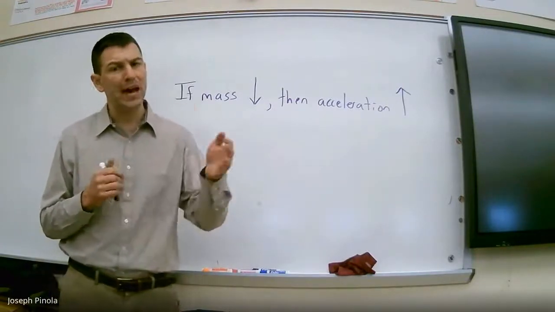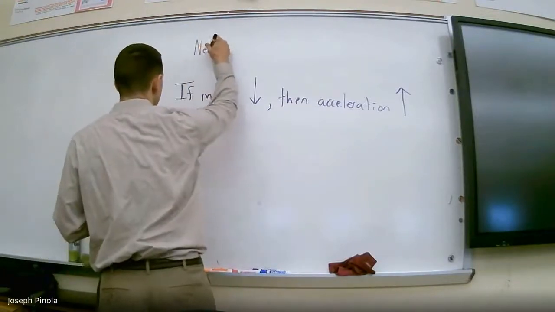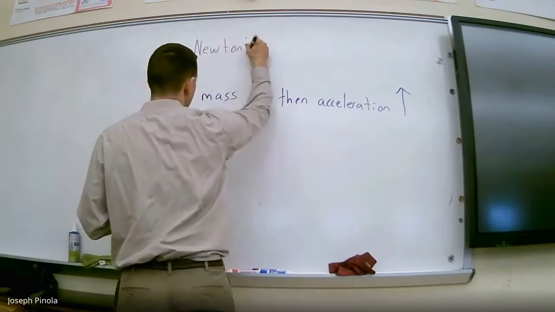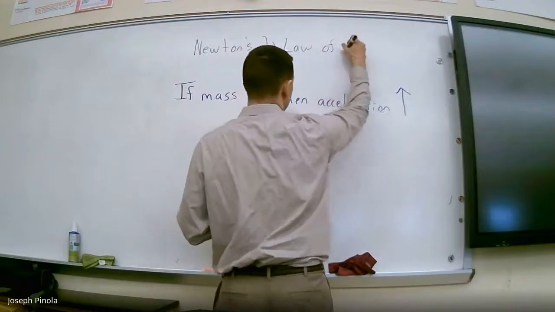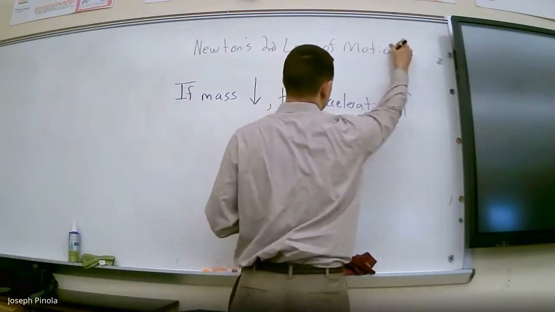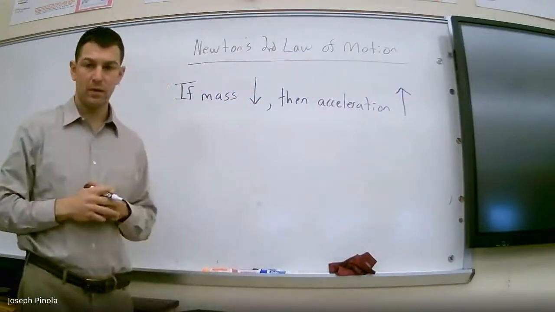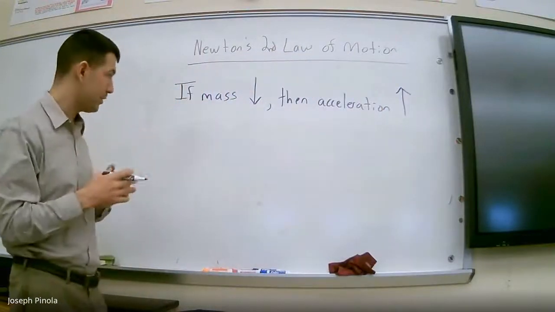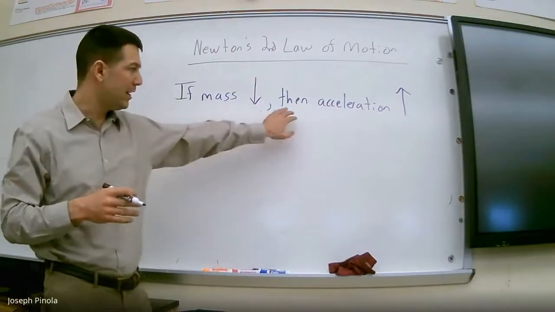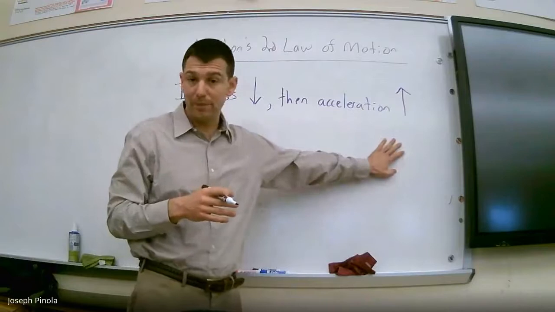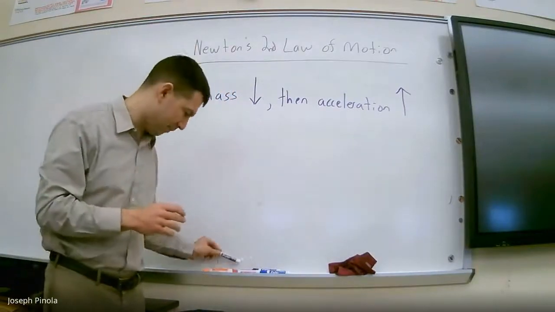But here we're going to move past Newton's first law a little bit, and we're going to now take a look at Newton's second law of motion. Which basically states what I just told you. The fact that as the mass of an object goes down, its acceleration goes up. Now that's only true if the force is the same.